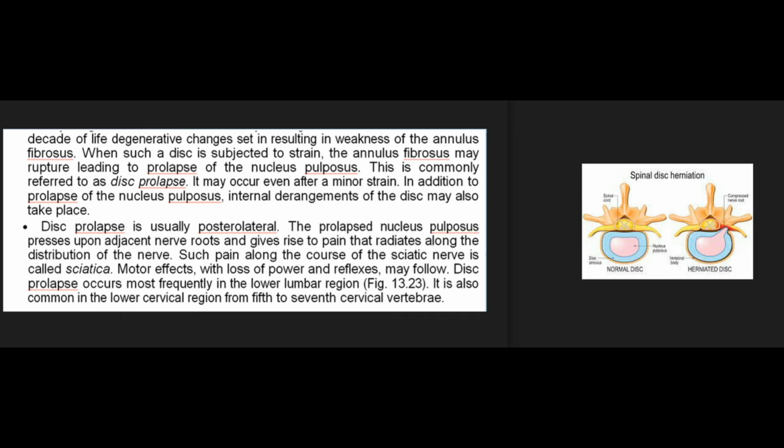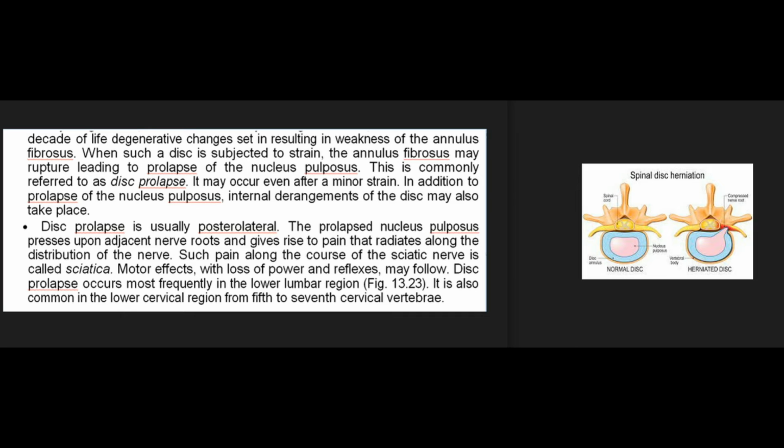In addition to prolapse of the nucleus pulposus, internal derangements of the disc may also take place. Disc prolapse is usually posterolateral. The prolapsed nucleus pulposus presses upon adjacent nerve roots and gives rise to pain that radiates along the distribution of the nerve. Such pain along the course of the sciatic nerve is called sciatica. Motor effects, with loss of power and reflexes, may follow.